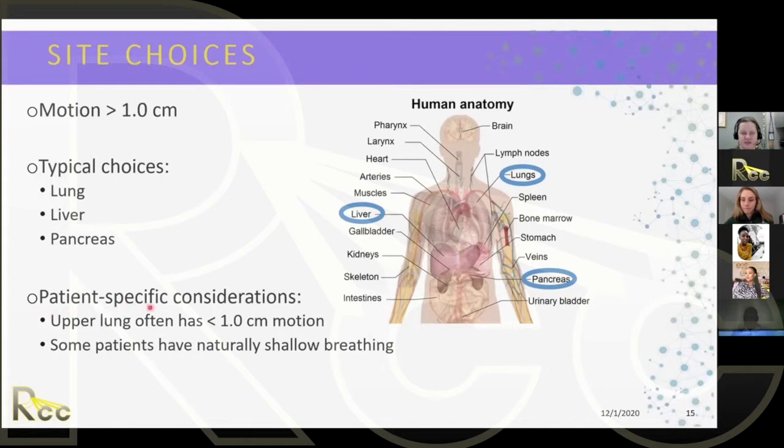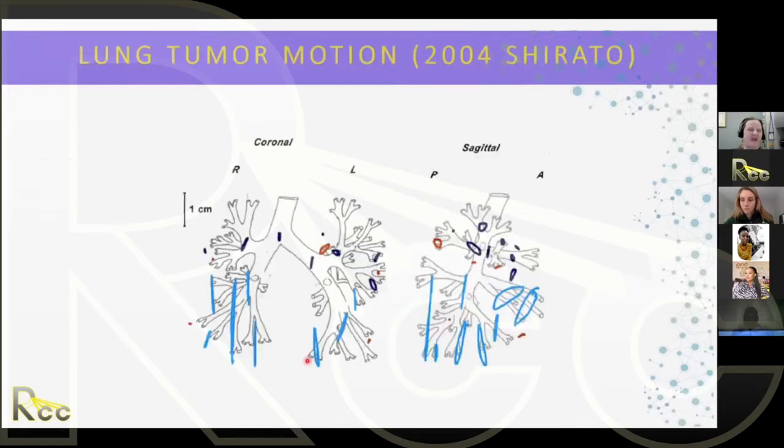There are also some patient-specific considerations. If we're treating in the upper lung, you often have very small motion, way less than 1 centimeter. And some patients I've seen have naturally shallow breathing. They go on the table, you don't have any motion management, and their respiratory motion is well under 0.5 centimeter. That is fairly rare, but nice to have.